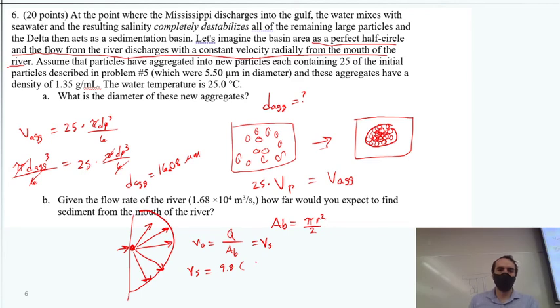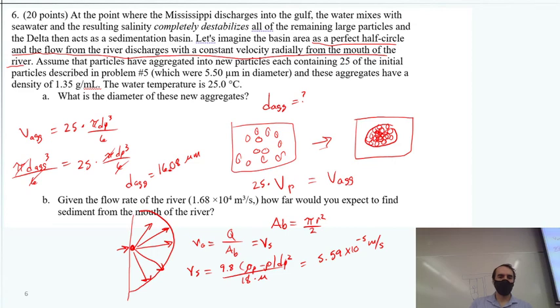So from the Stokes relation, we have this equation we can use, and we can get a sedimentation velocity for these particular particles to be 5.59 times 10 to the minus fifth meters per second.